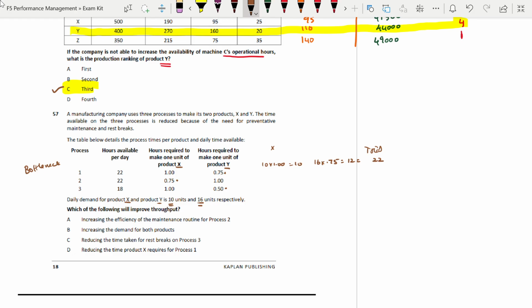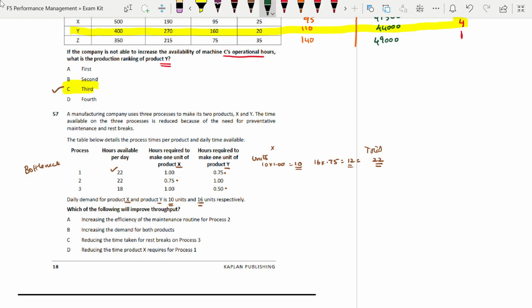Are you clear about this? Is it right? See, X is 10 units. How much time required? They require 1 hour. Total is 10 hours. 10 plus 12, what comes? 22. 22 hours are there. Okay, 22 hours are there.